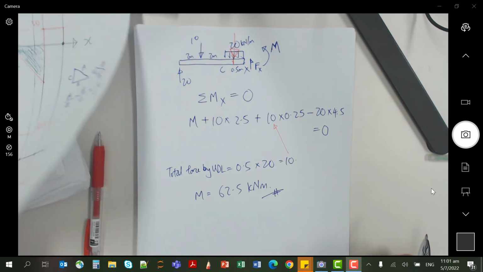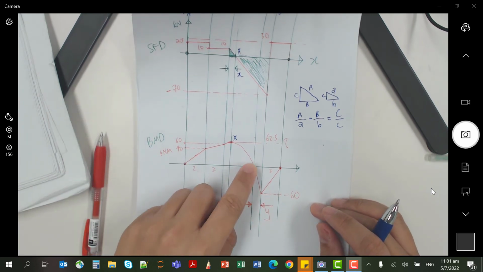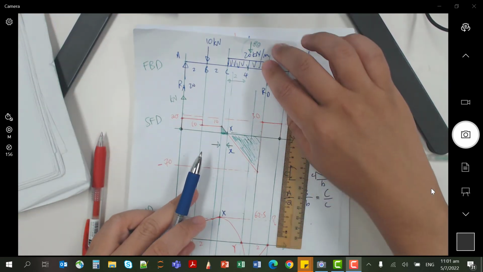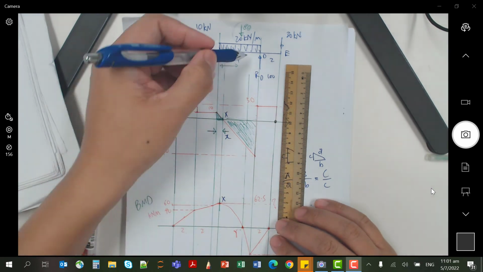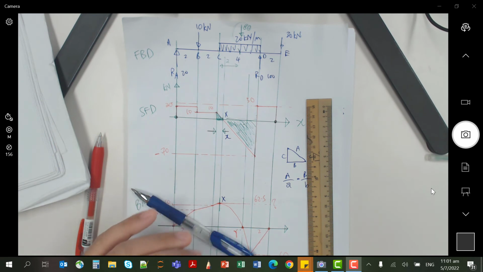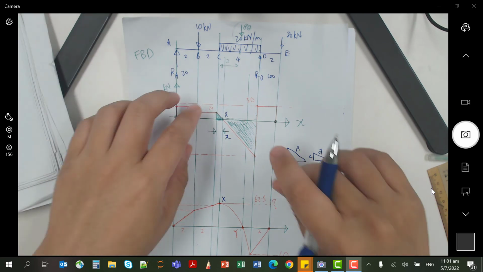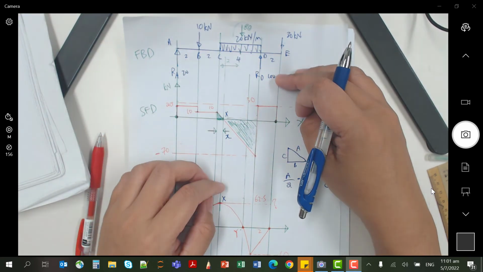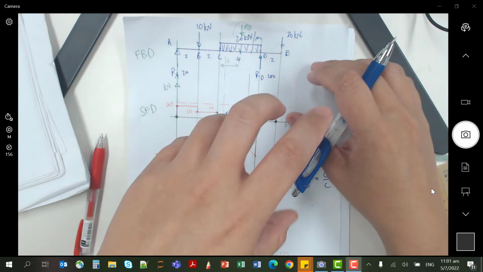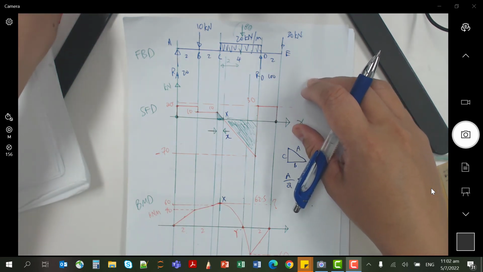Okay, so last part, we want to know the point of contraflexure. How do we find this one? Again, the approach is the same. You cut the beam at this point, at Y, and then you draw the free body diagram. One of your questions will be: sir, if I cut, must I look at the left hand side? The answer is no. You can also look at the right hand side.